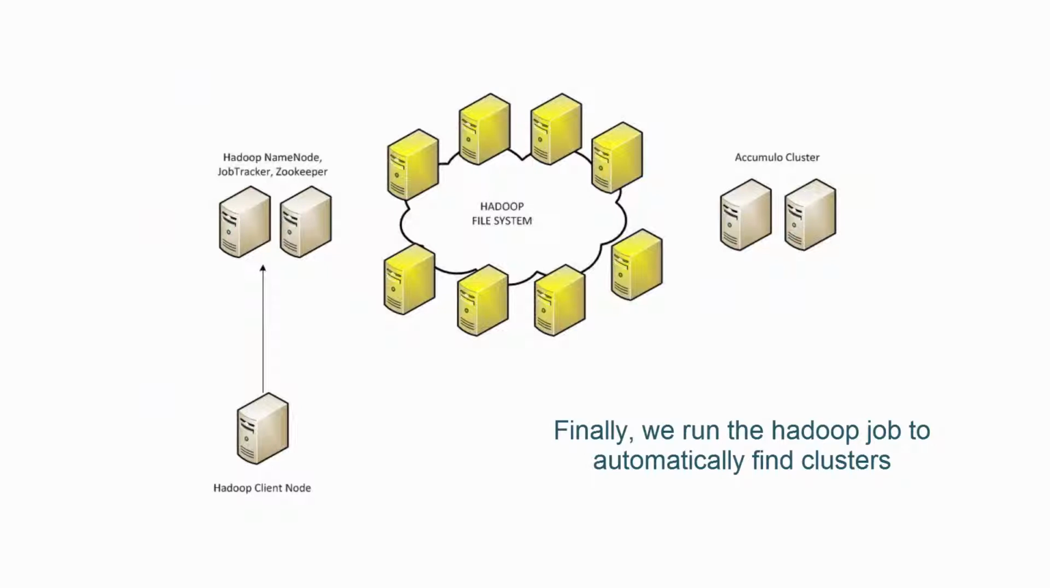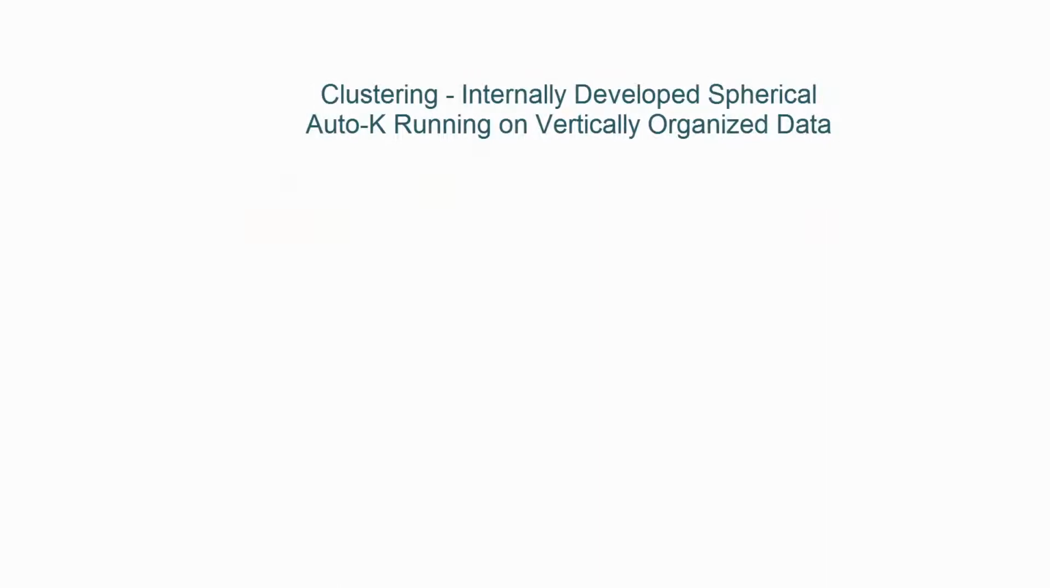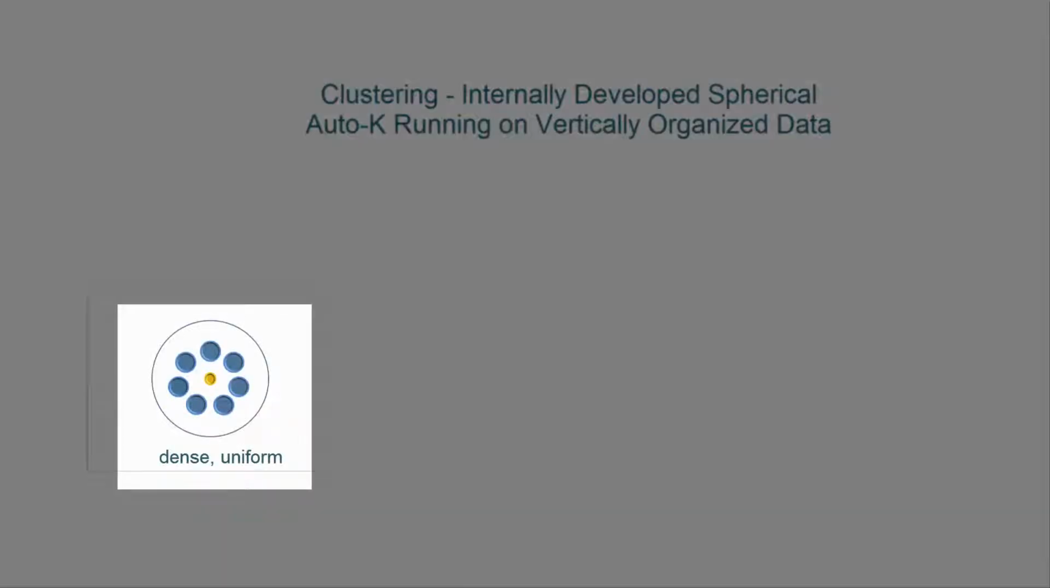Finally, we run a job to auto-cluster the documents. Our auto-clustering algorithm allows a user to specify how fine-grained the clusters should be. We evaluate the structure of the cluster to determine whether it is a real cluster or not. Here we see a dense, uniform cluster. This indicates a set of documents closely related.